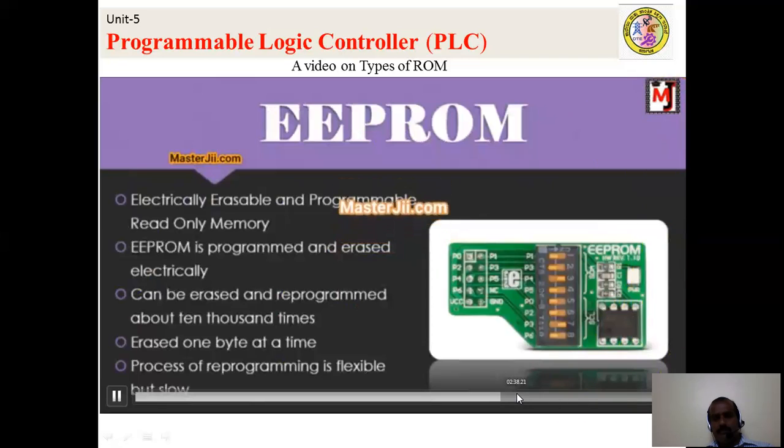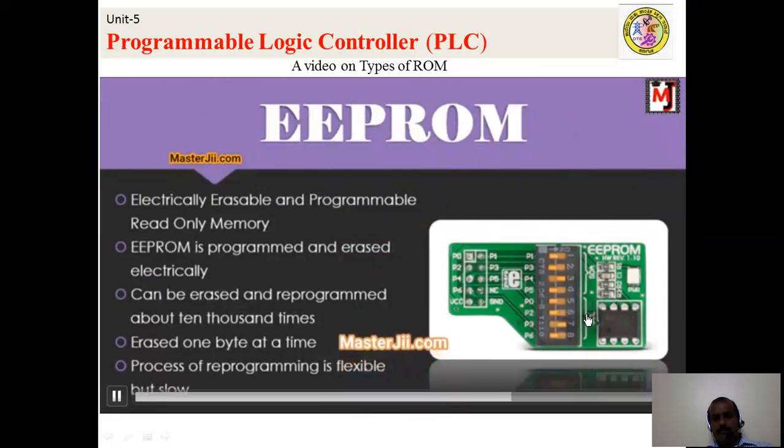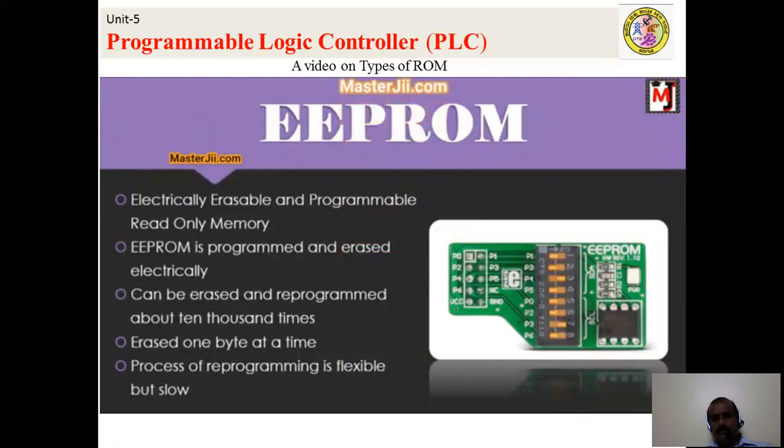And the fourth one is EEPROM, electrically erasable and programmable read-only memory. EEPROM is programmed and erased electrically. It can be erased and reprogrammed about 10,000 times. Both erasing and programming take about 4 to 10 milliseconds. In EEPROM, any location can be selectively erased and programmed. EEPROMs can be erased one byte at a time rather than erasing the entire chip. Hence, the process of reprogramming is flexible but slow.